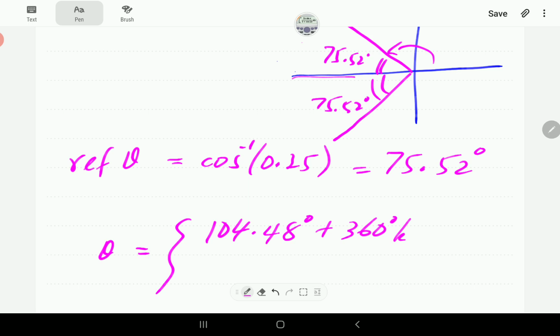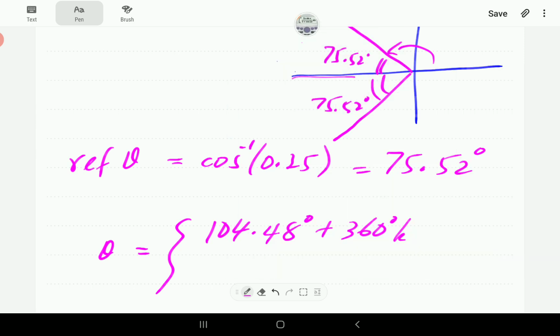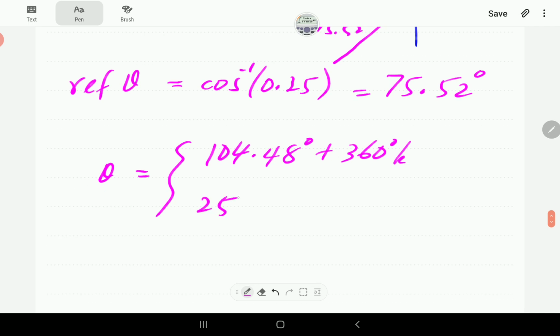Then the other one is going to be 180 plus 75.52, which is 255.52, and you can see that's going to be an angle in the third quadrant, because the third quadrant goes from 180 to 270. So 255.52 plus 360k. So that's going to be the general solution.